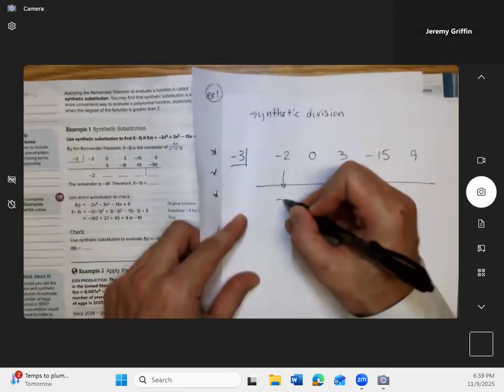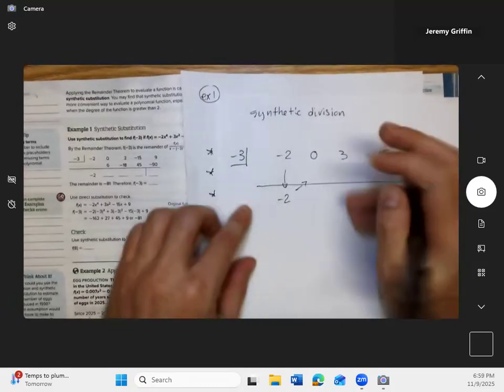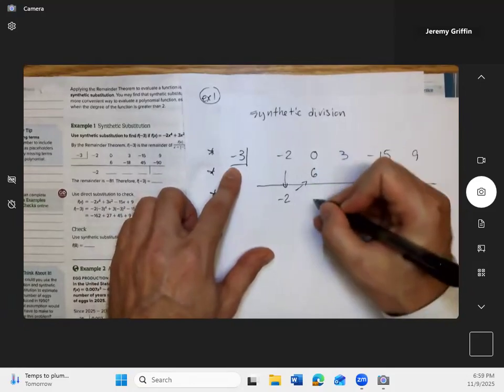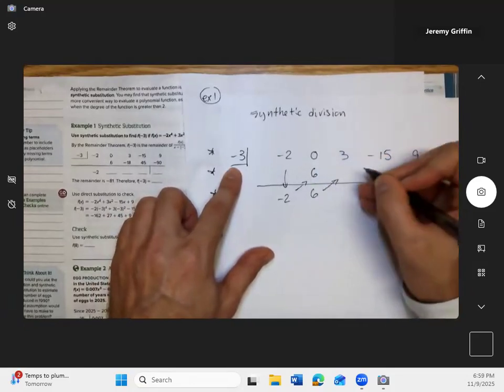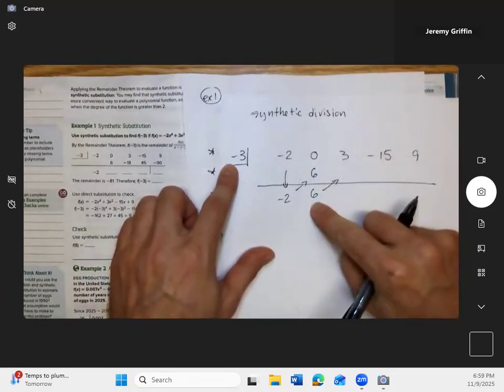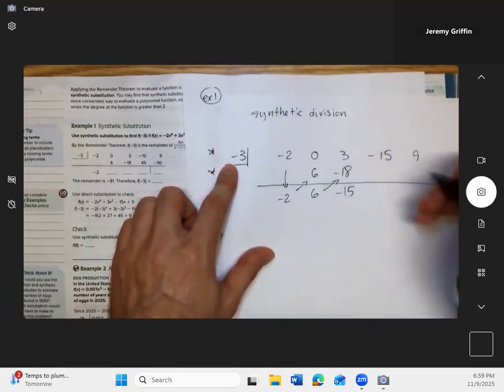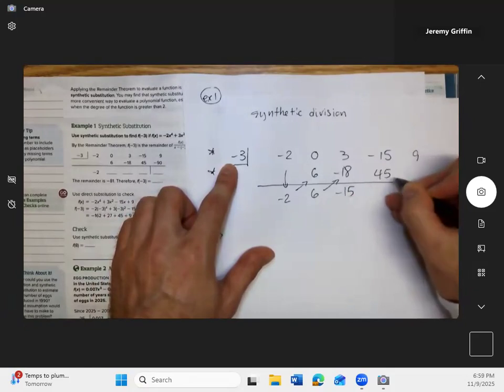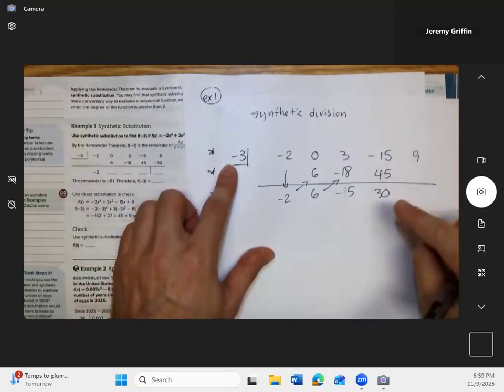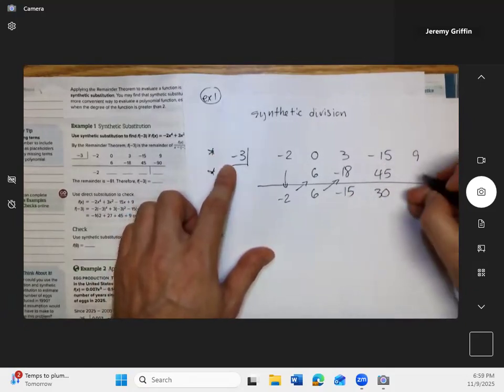So drop down to negative 2, multiply by this negative 3, that's positive 6, add going down. 6 times negative 3 is negative 18, add going down is negative 15, times negative 3 is positive 45, add going down, I think it's 30, and then 30 times negative 3 is negative 90, and then you get a remainder of negative 81 by adding down.